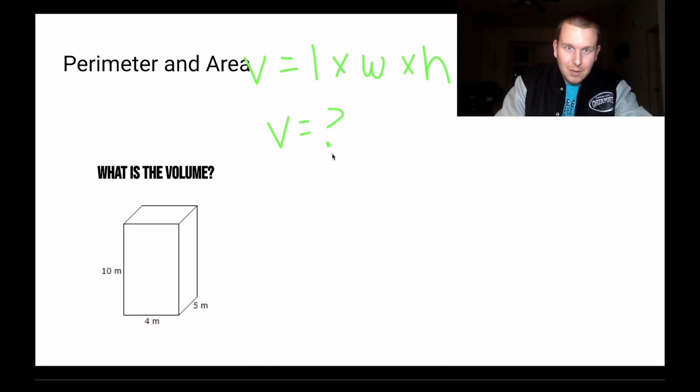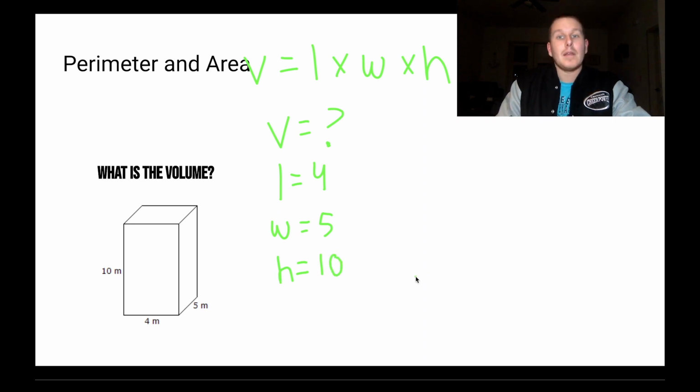Oh yeah, you got to make a little bubble for that. We know that the length is going to be 4. We know that the width is going to be 5. And we know that the height, or how tall the rectangular prism is, will be 10. Okay? Now that we've filled those in, we're going to replace the letters with the numbers.